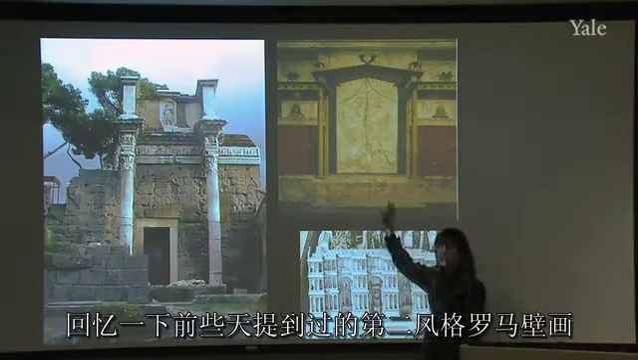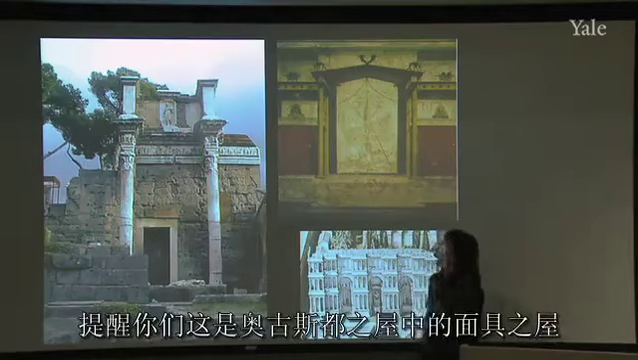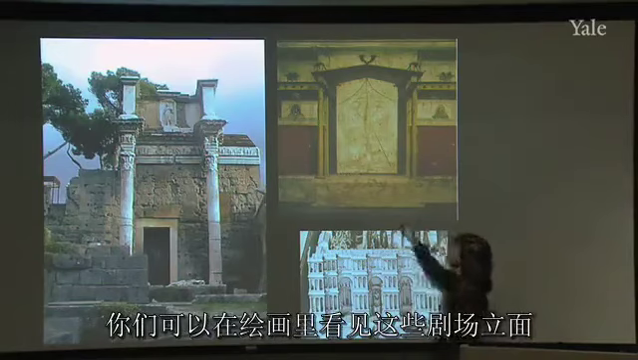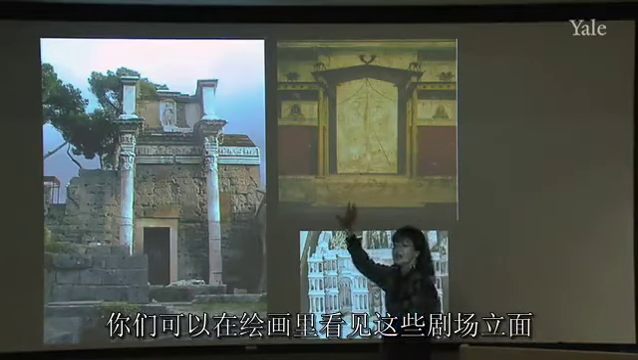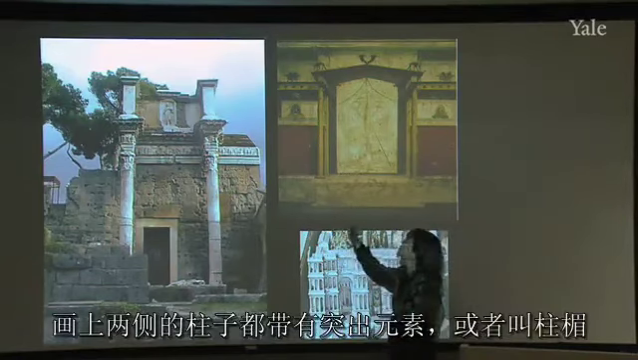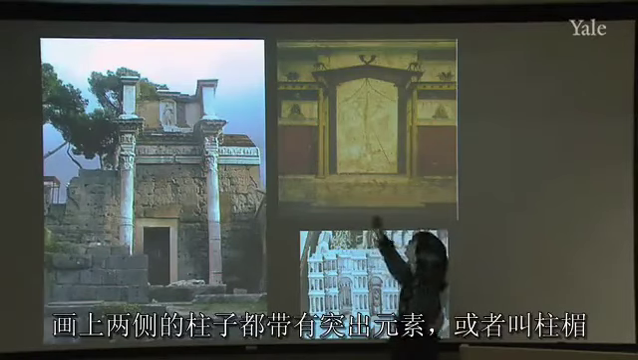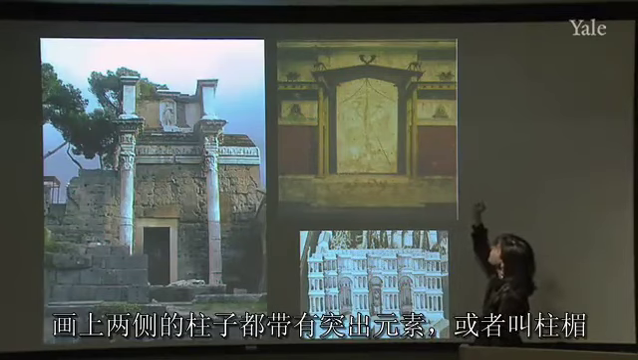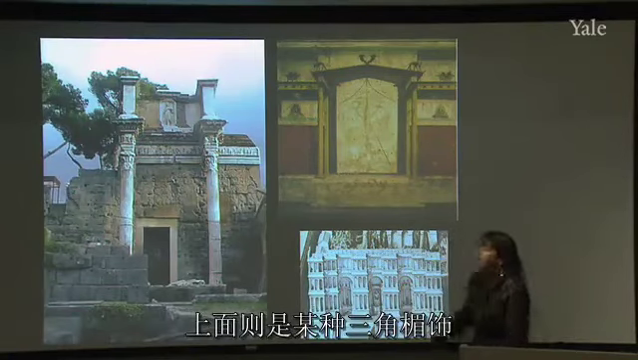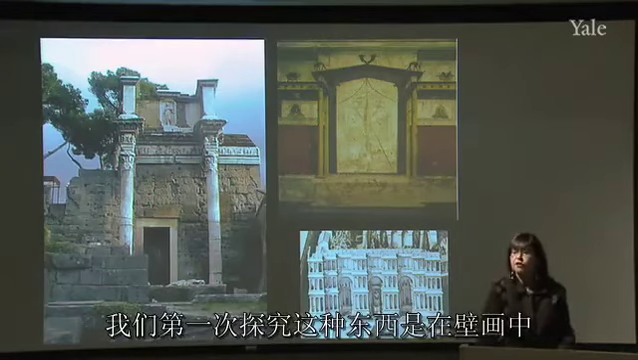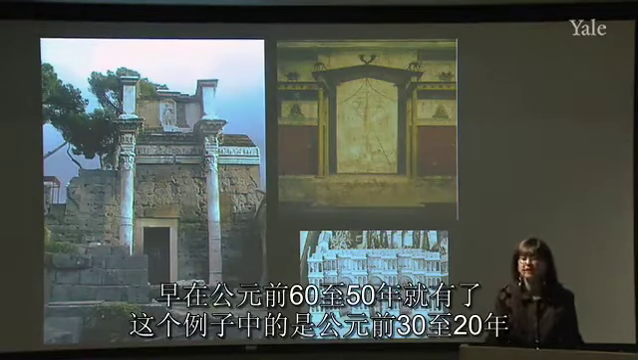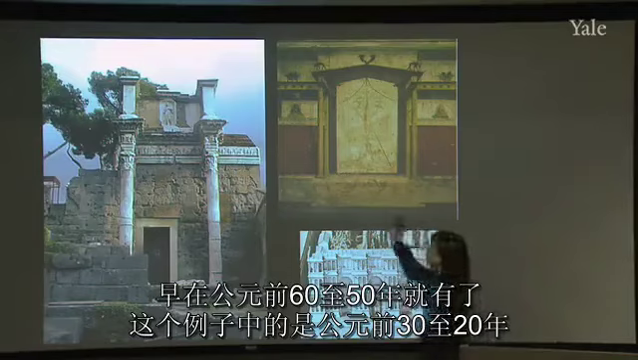Think back to second style Roman wall painting. I remind you of the Room of the Masks in the House of Augustus, where you see this theatrical facade done in paint that represents columns with projecting elements or lintels on either side, and then a kind of pediment up above. We saw our first explorations of this kind of thing in painting already in 60 to 50 BC, and then in this case in the 30s to 20 BC.